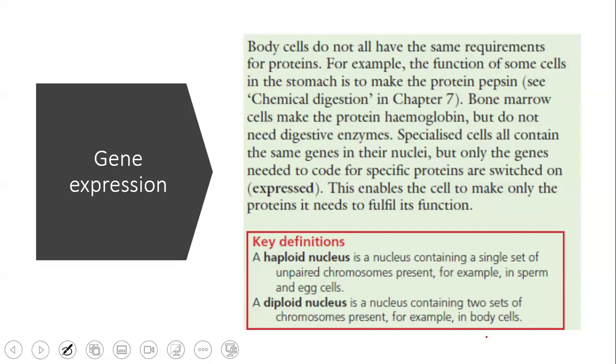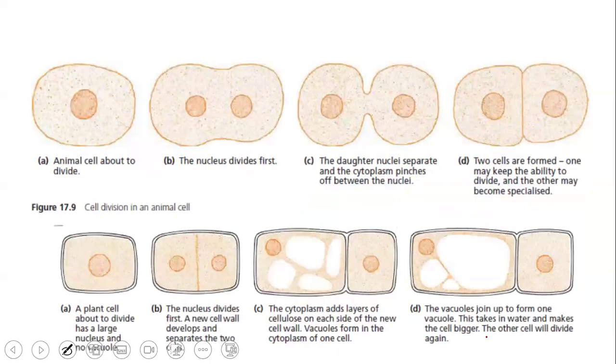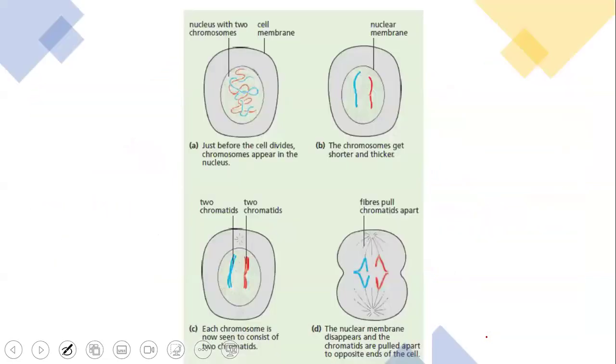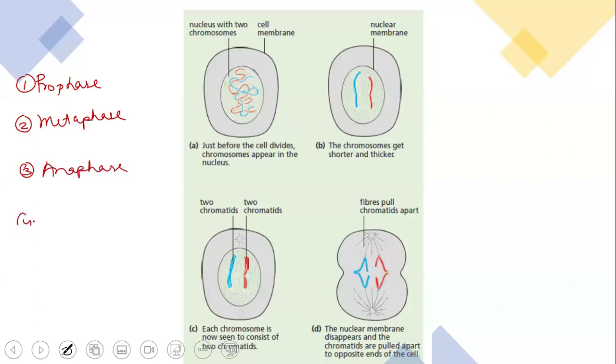Now, when we talk about mitosis, we have to talk about the 4 stages of mitosis. The 4 stages of mitosis can be broken down as prophase, metaphase, anaphase, and telophase.